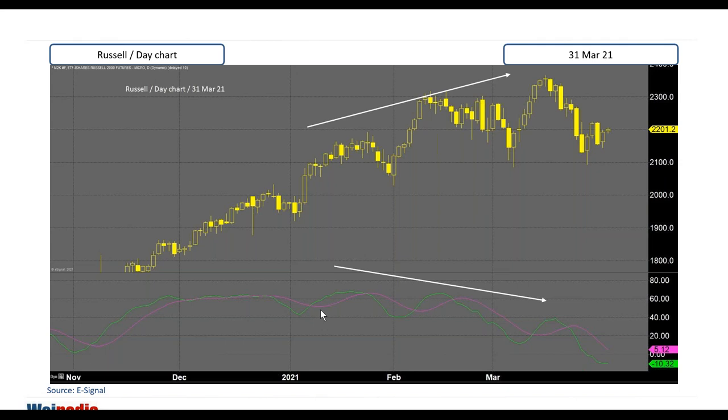However, now you can see that as of 31st March, I captured, and even today is still the same, nothing has changed. The peak has been a lower peak. This is what I call a divergence, market divergence. Still remember what I said earlier about behavior analysis. It tells us why the market moved the way it is today.